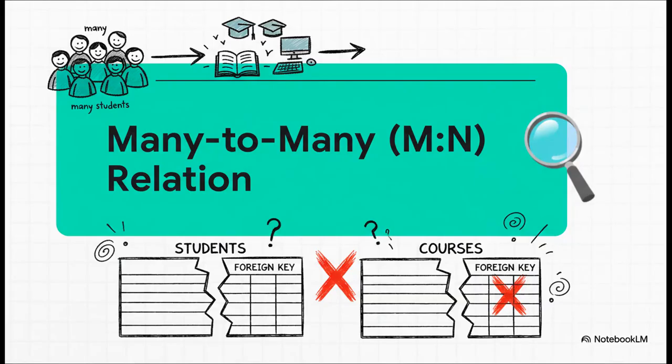And now, for the big one, the many-to-many relationship. This is where many students can sign up for many courses, and those courses can have many students. You absolutely cannot just stick a foreign key in one table or the other. It just doesn't work. It would completely break the model.